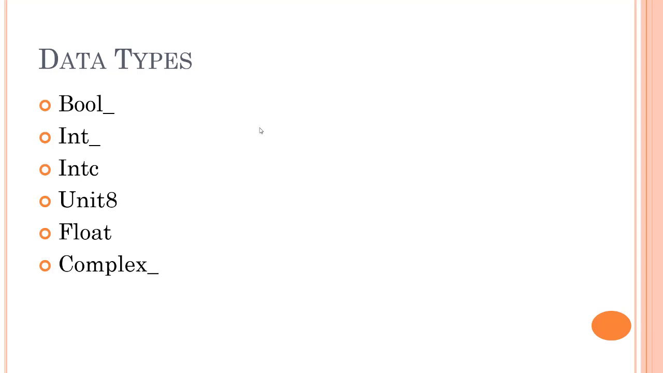Today we'll be learning about the data types in NumPy. We'll start with the first data type called bool. Bool is nothing but your Boolean data type. Whenever we are using a Boolean data type, it always stores a byte. So remember that it stores a byte, either true or false. This is the use of your Boolean type.